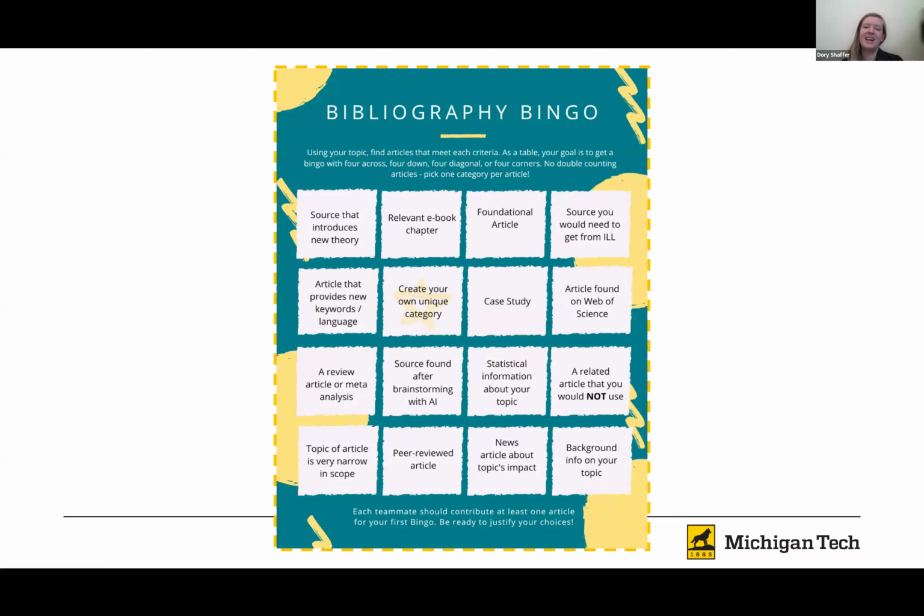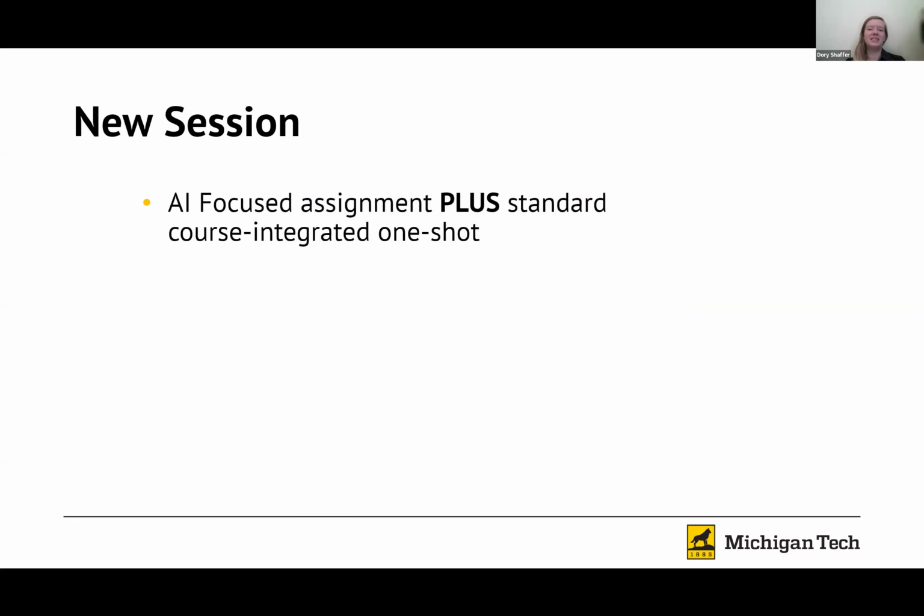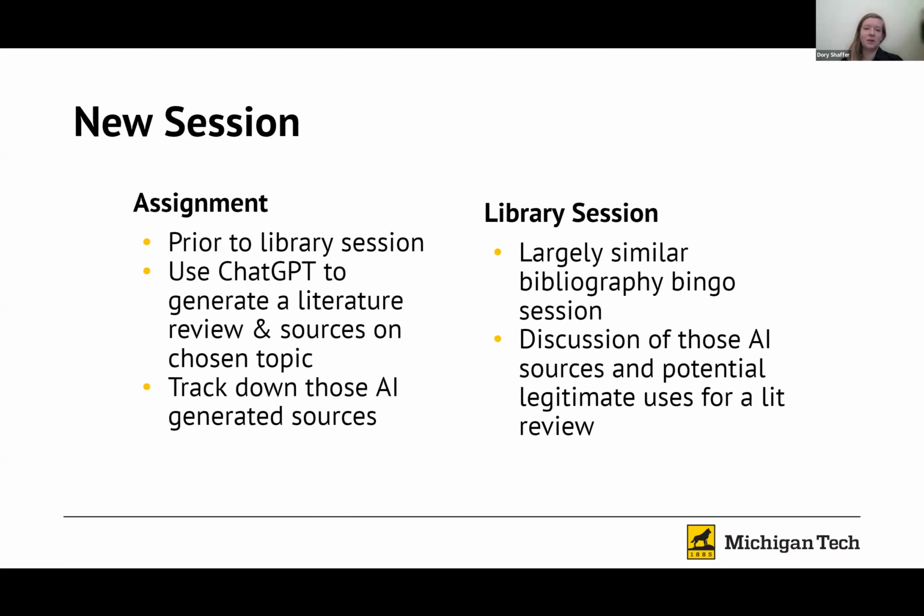And in the new session, we had an AI-focused assignment plus that standard course integrated one-shot. The assignment was prior to the library session, and this worked into their building up a whole assignment to have a literature review at the end. Prior to our session, they used ChatGPT or another generative AI tool to generate a literature review and sources on their chosen topic. And then they were tasked with tracking down those AI generated sources.